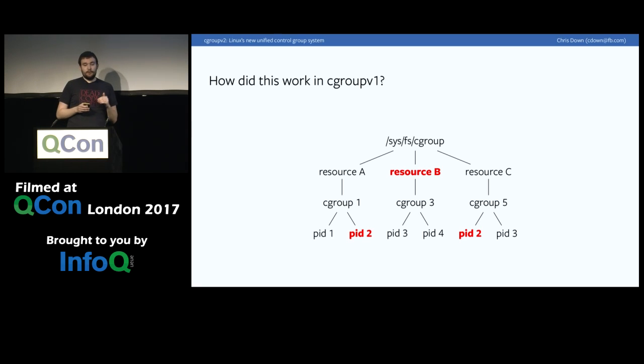One PID is also in exactly one cgroup per resource. So PID2 here is explicitly assigned to cgroups for resources A and C, but we didn't explicitly assign it in resource B, so it goes to what's called the root cgroup. The root cgroup is at the base of the directory for the controller. So say if resource B here is memory, then it will be sysfs cgroup memory, and then you see PIDs inside there. The root cgroup is essentially limitless.